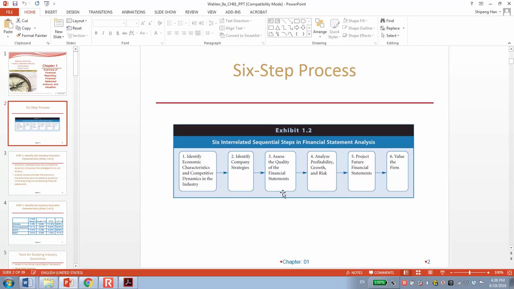So in this part, we are going to learn or review the definition of financial statements and their elements, most financial accounting standards, and also some tools to evaluate the quality of financial statements.